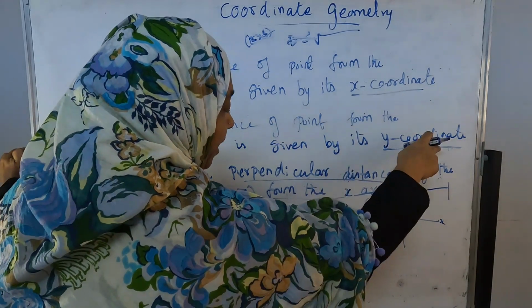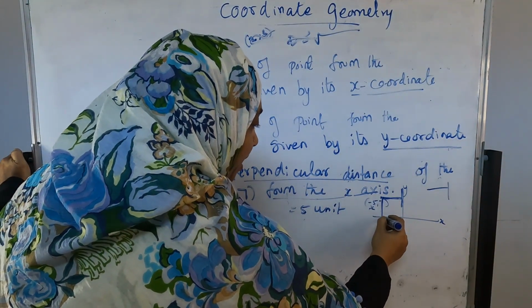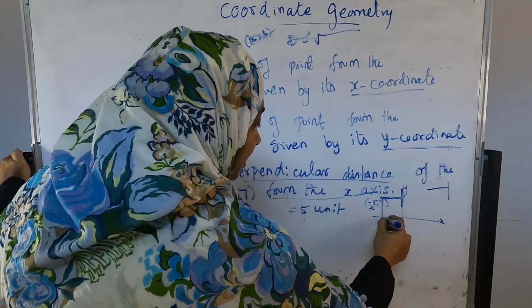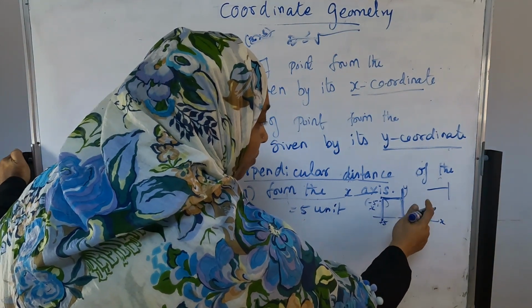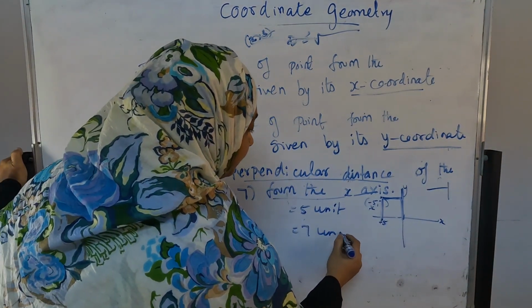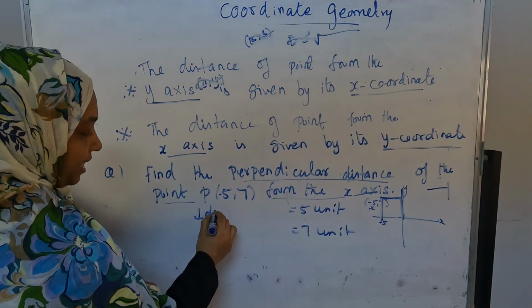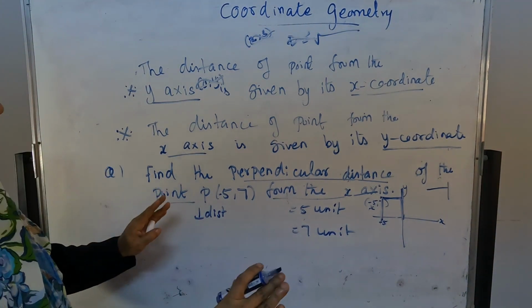The x-axis is given by its y-coordinate. So this perpendicular distance from the y-axis, drawing the perpendicular, means this is the perpendicular distance. What is it representing? The y-axis value only is representing. That means 7 units. Understand what I am telling? So this is the perpendicular distance, otherwise perpendicular distance or normal distance.